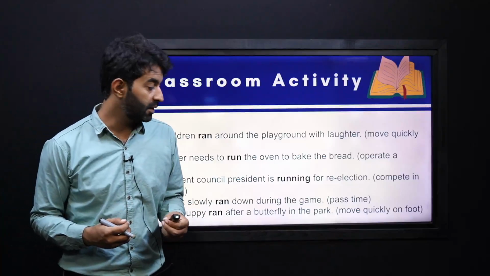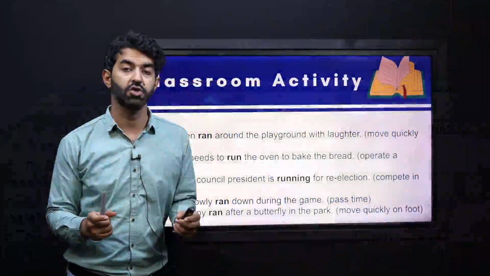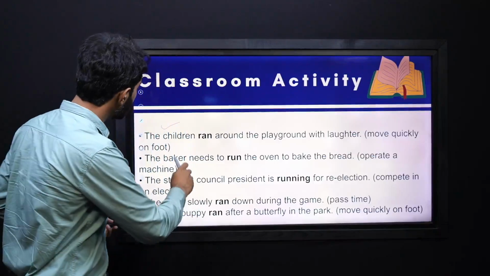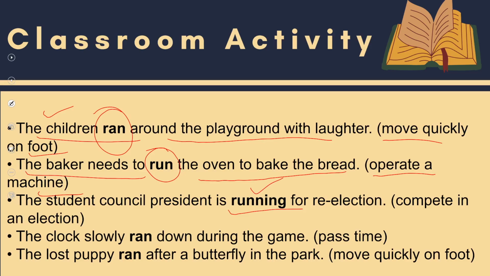Now, moving on to your classroom activity. You can see all these different sentences with definitions enclosed in brackets. For example, the children ran around the playground with laughter. Now the word ran over here means move quickly on foot. But the baker needs to run the oven to bake the bread. Now here the word in its first form means operating a machine. And in the next one, the student council president is running for re-election. Now here, running doesn't mean physically running, but it means competing in an election.